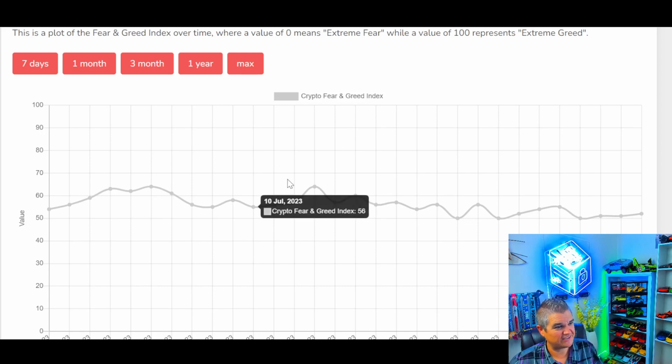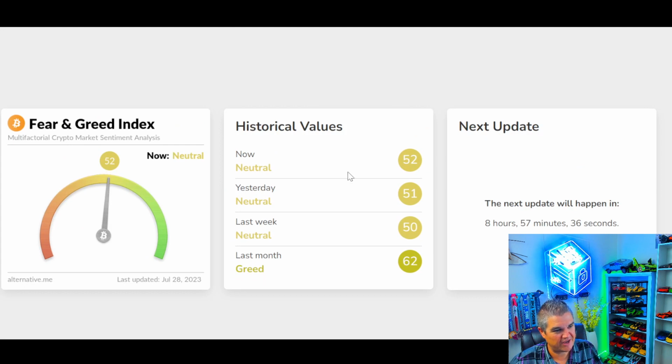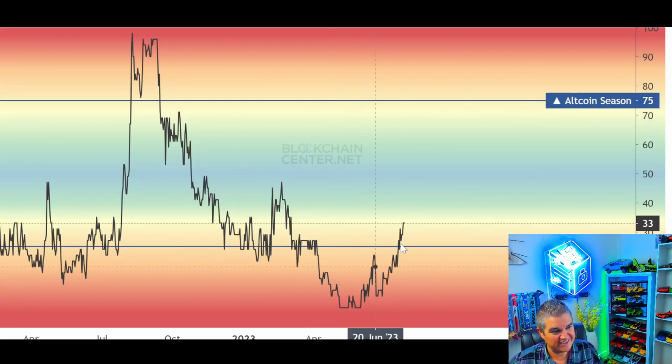Crypto Fear and Greed Index. We are at kind of neutrality still, right? We're still kind of fluctuating back and forth like we have been. Altcoin season index. We're not in Bitcoin season anymore. That's a step in the right direction. We're starting to mimic January, February.